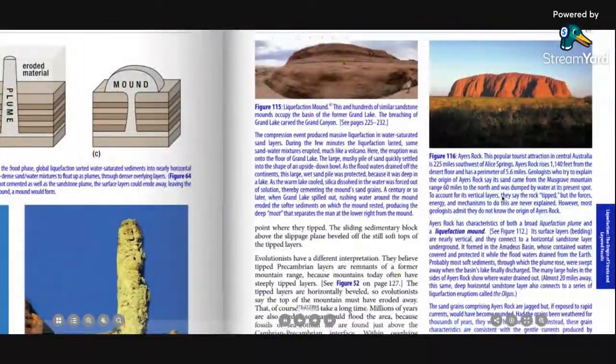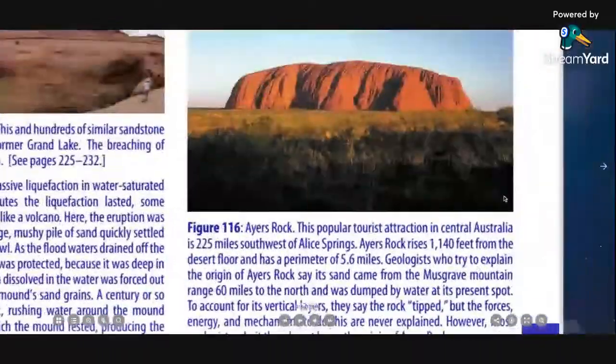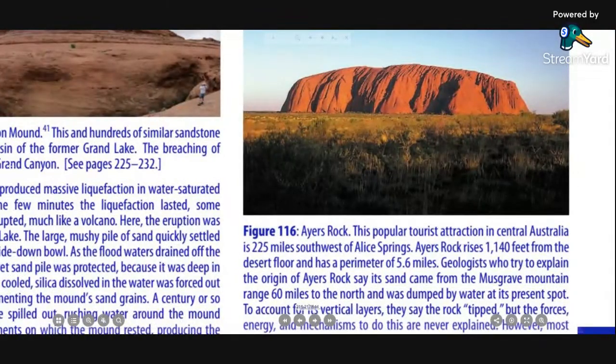Ayers Rock. This popular tourist attraction in central Australia is 225 miles southwest of Alice Springs. Ayers Rock rises 1,140 feet from the desert floor and has a perimeter of 5.6 miles.